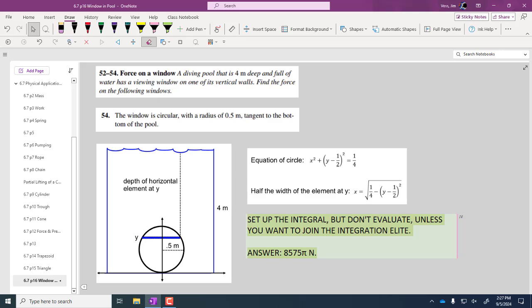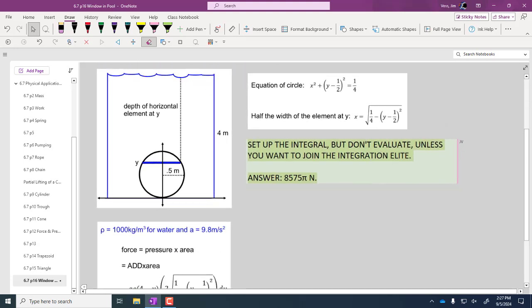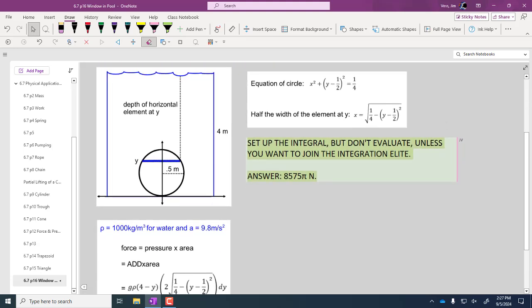Okay, so we've got a pool 4 meters deep. It's filled with water. There's a viewing window, radius of a half, tangent to the bottom of the pool. We want to find the force on that little window. So I always set these up based on reality. I draw the coordinate system here so that the x-axis is matching with the bottom of the pool.